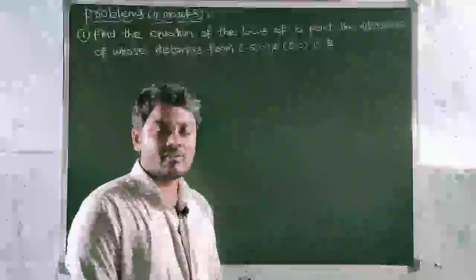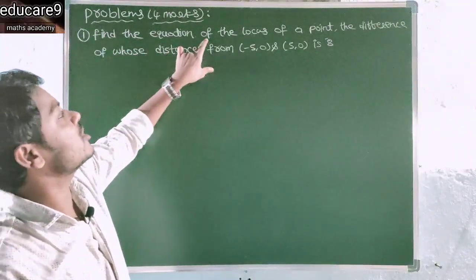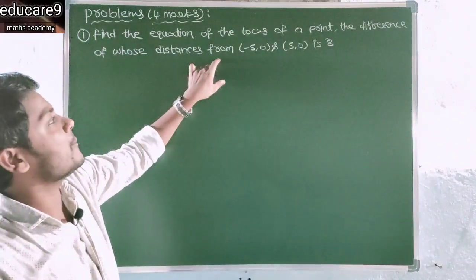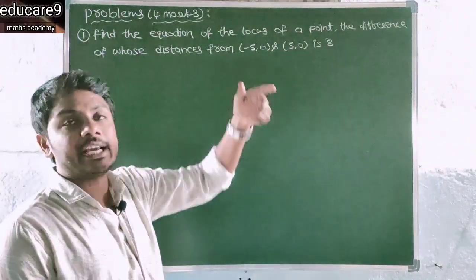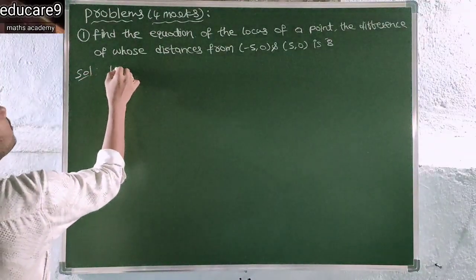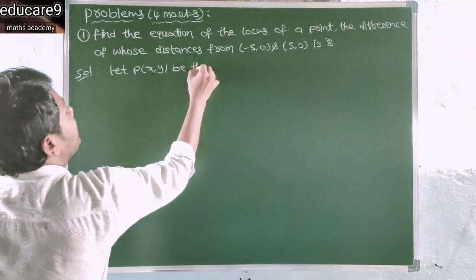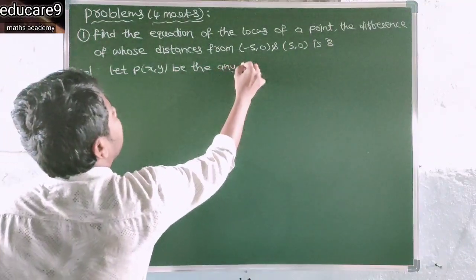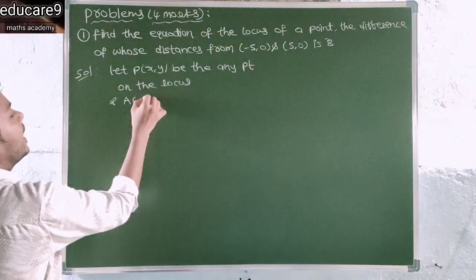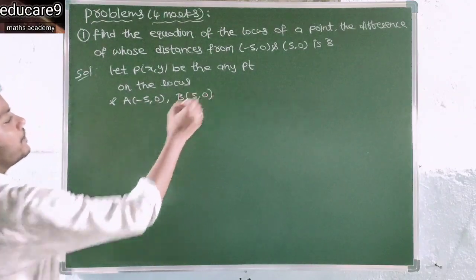Hello everyone. For this session, we will discuss a few problems. See the first one. Find the equation of the locus of a point, the difference of whose distances from (-5, 0) and (5, 0) is 8. Solution: first, let P(x, y) be any point on the locus, and A is (-5, 0), B is (5, 0).